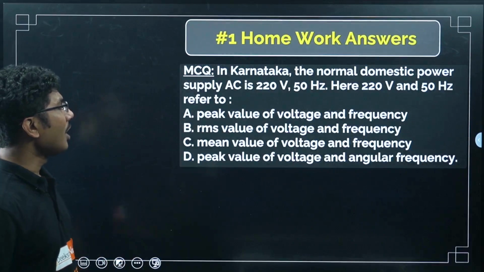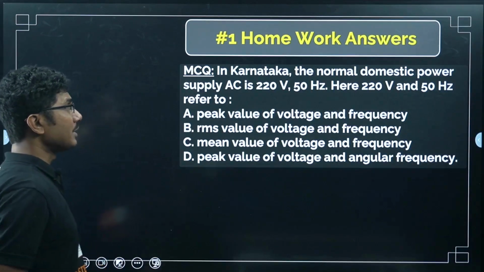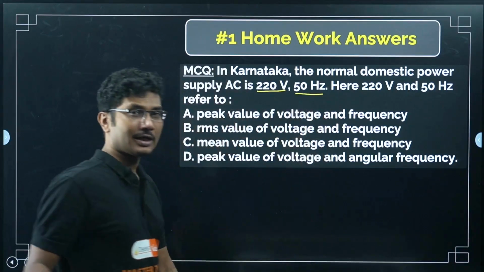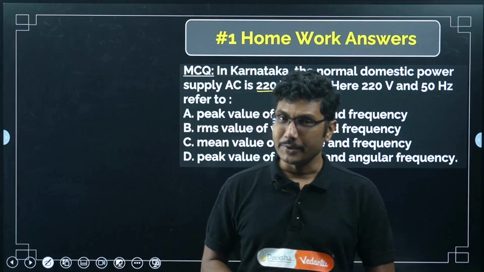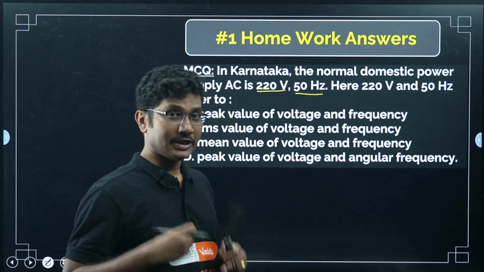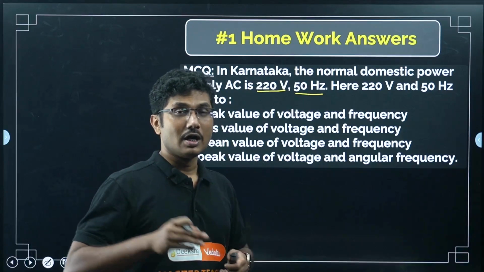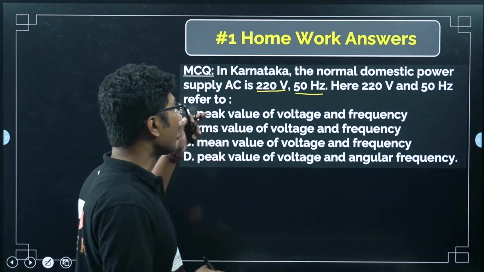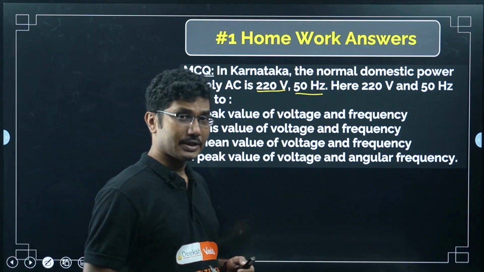Now let's move into our homework problems from yesterday. In Karnataka, the normal domestic AC power supply is 220 volt 50 hertz. Not only in Karnataka, all over India the power supply is 220 volt 50 hertz. It is nothing related to Karnataka in particular, it is the standard in India. In the USA the voltage and frequency are different, they use 110 volt 60 hertz, but most countries use either 110 volt 60 hertz or 220 volt 50 hertz. In European countries also 220 volt 50 hertz is used.